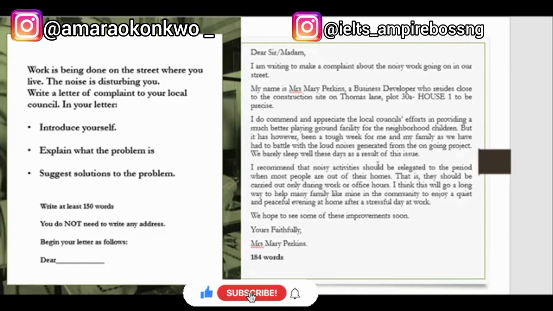I recommend that noisy activities should be relegated to the period when most people are out of their homes. That is, they should be carried out only during work or office hours. I think this will go a long way to help many families like mine in the community to enjoy a quiet and peaceful evening at home after a stressful day at work. Then, to the closing, we hope to see some of these improvements soon. Yours faithfully, Mrs. Mary Perkins. And that's all. So I'll tell you that letters are straightforward. You understand? They are quite straightforward.